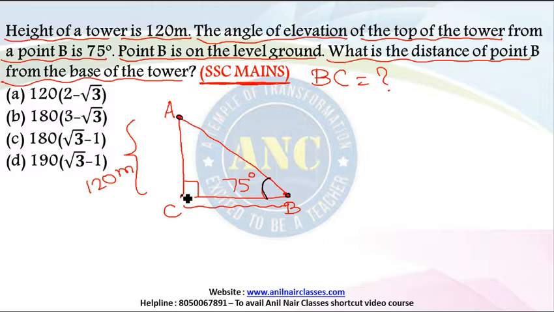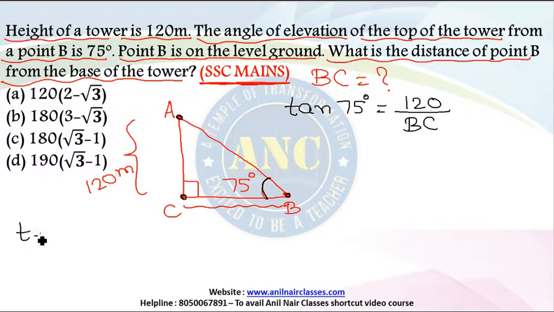So what we will do is, we will use the same methodology. Apply tan 75. Tan 75 is nothing but opposite is 120, adjacent is BC. And we should know the value of tan 75. I have told you how to find tan 75, tan 15, all those values in my heights and distances trigonometry class. Tan 75 value is 2 plus root 3, tan 15 value is 2 minus root 3. You can easily derive it, sir, nothing to worry.